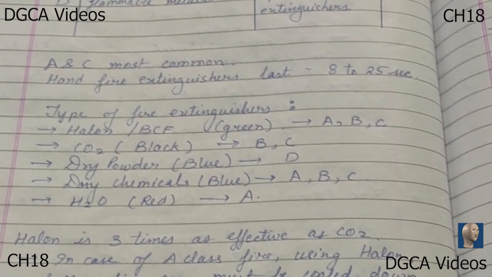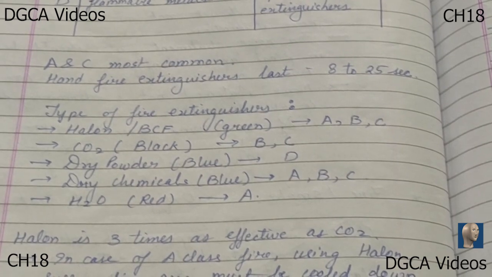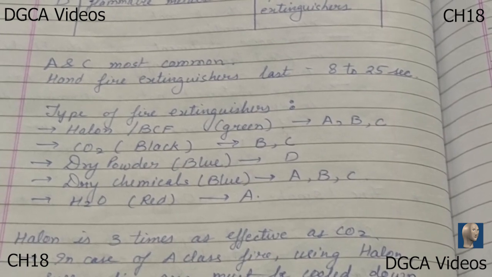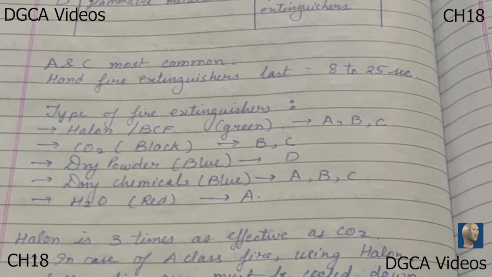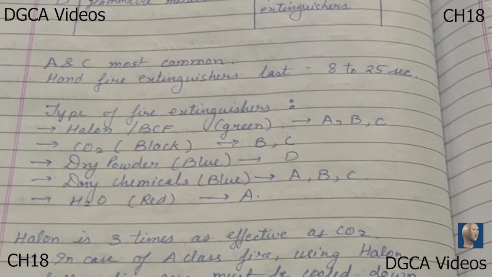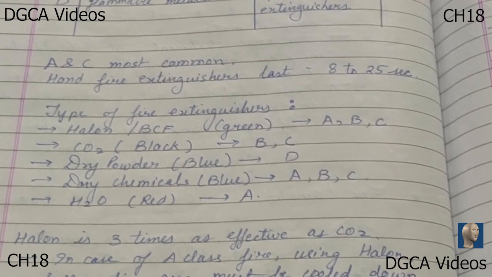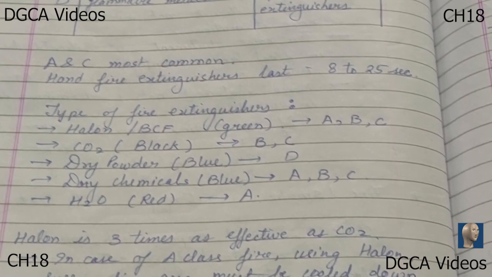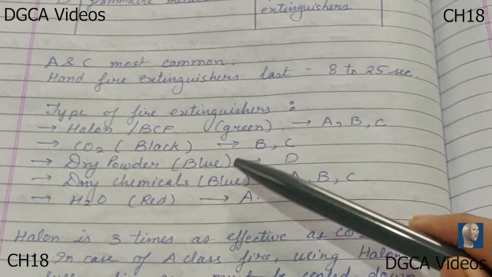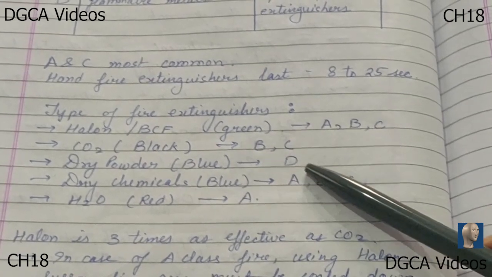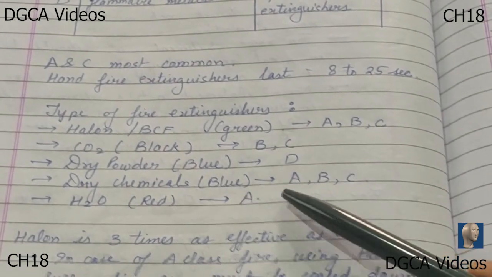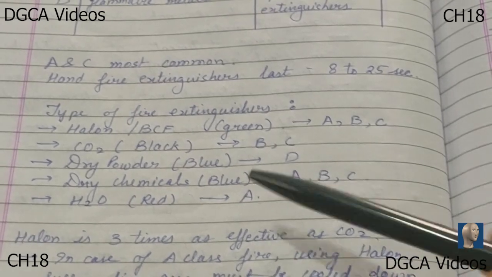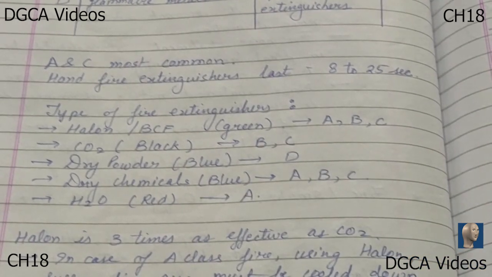Okay, so there are various types of extinguishers. First is the halon or BCF, which is green in color and useful for A, B, C type of fire. The carbon dioxide extinguisher is black in color and is helpful for extinguishing class B and C type of fire. Dry powder, blue color, is for class D fire, and dry chemical, blue color, is for A, B, C. H2O is a red color cylinder for class A fires.